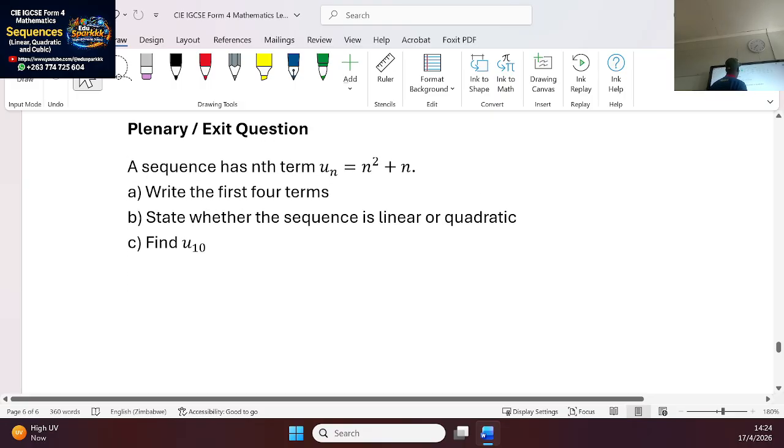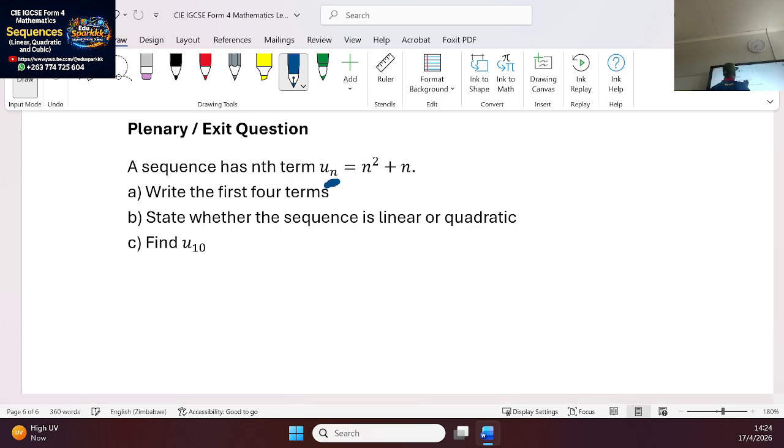The sequence has nth term, un equal to n squared plus n. We know n is the position. Write the first 4 terms of the pattern. So u1 is going to be 1 squared plus 1. So the first term is 2. What about the second one? 2 squared, that's 4 plus 2, 6.